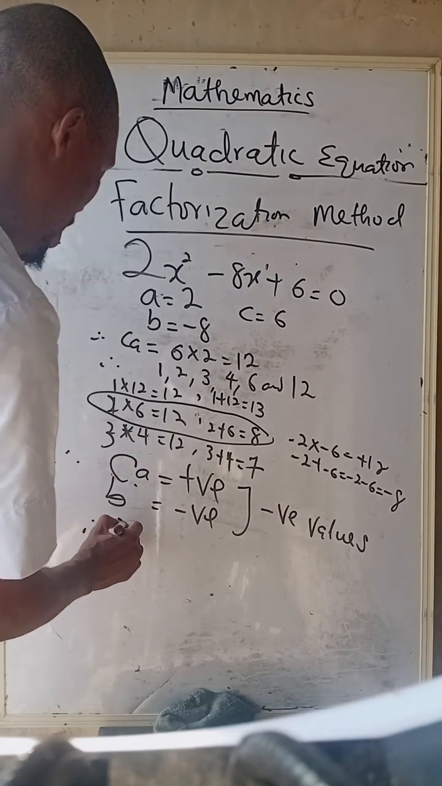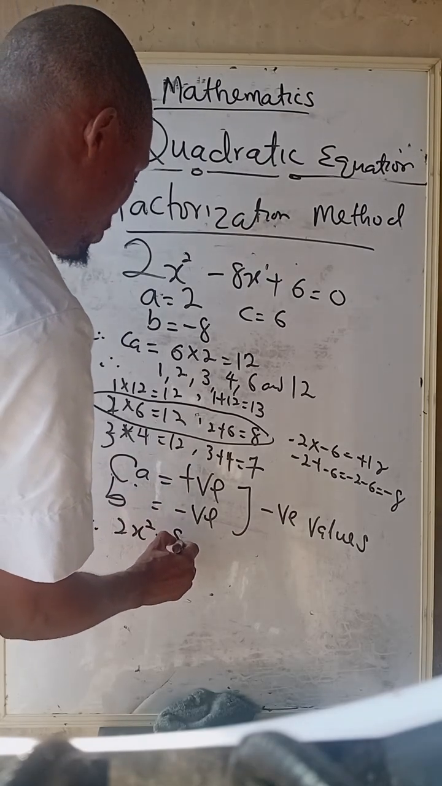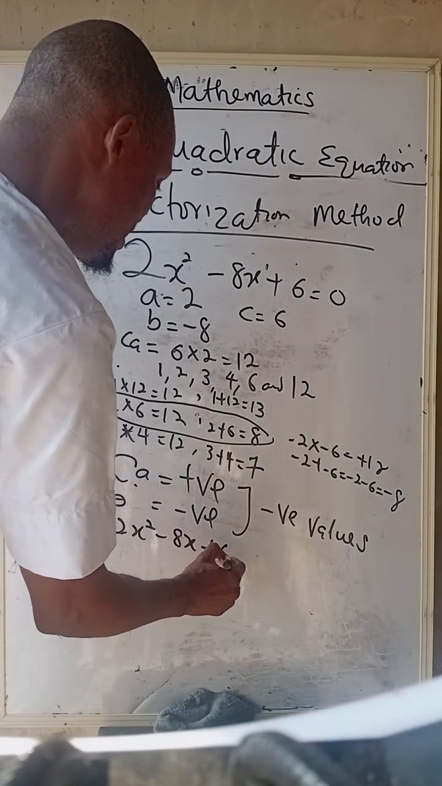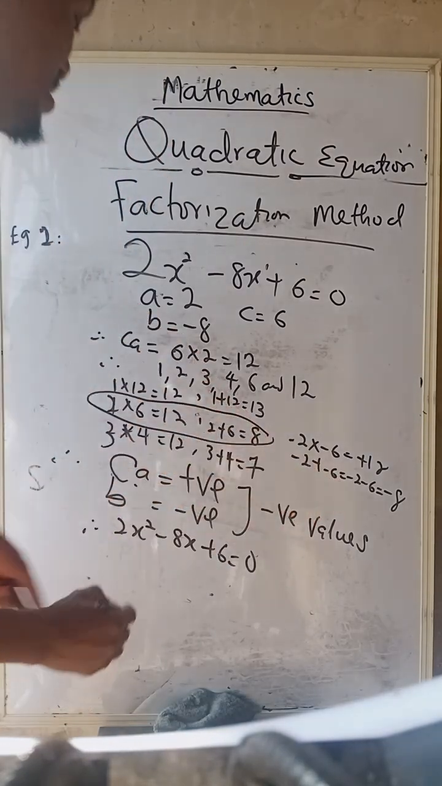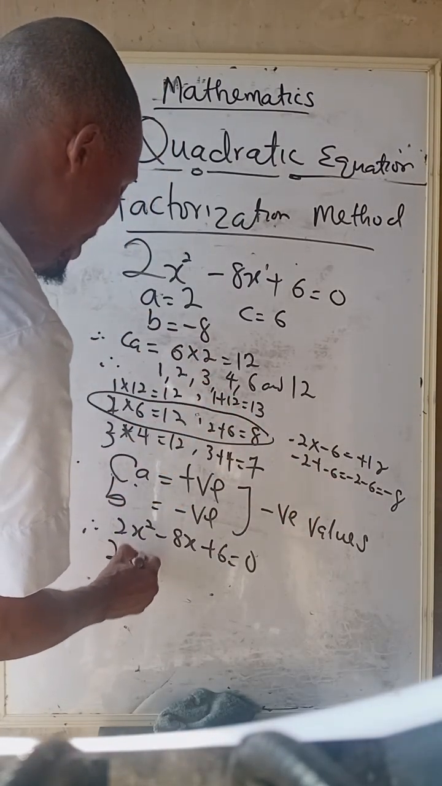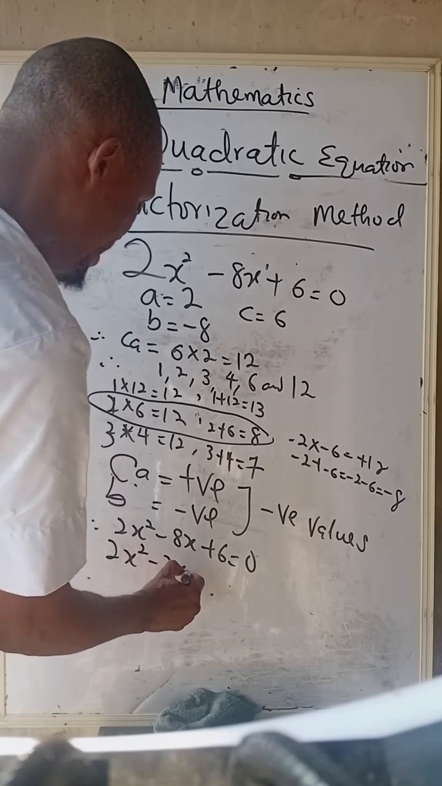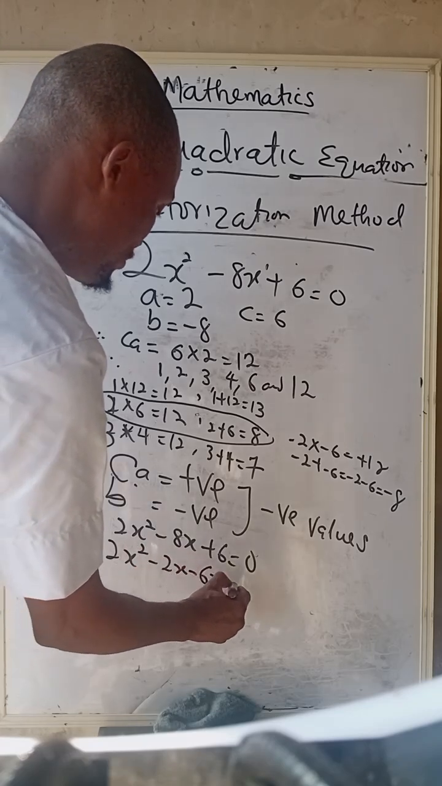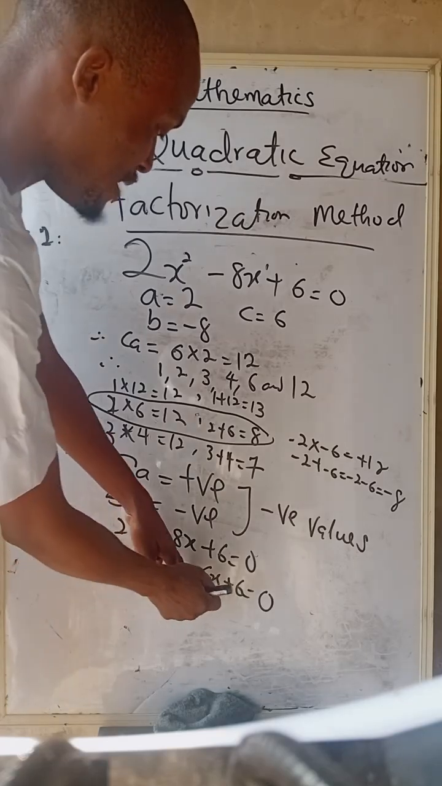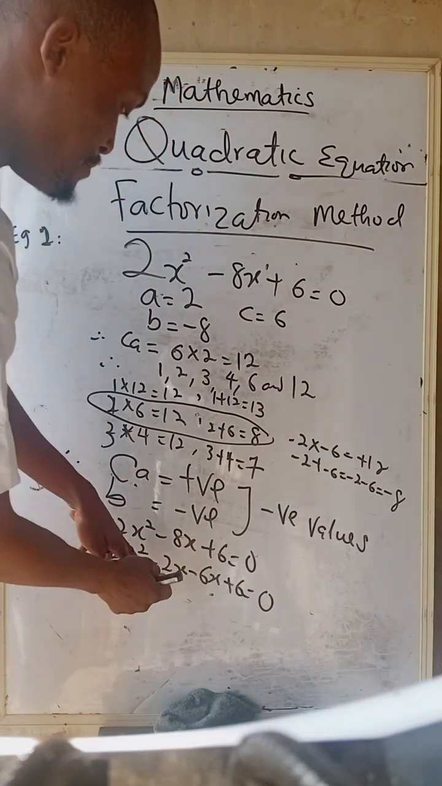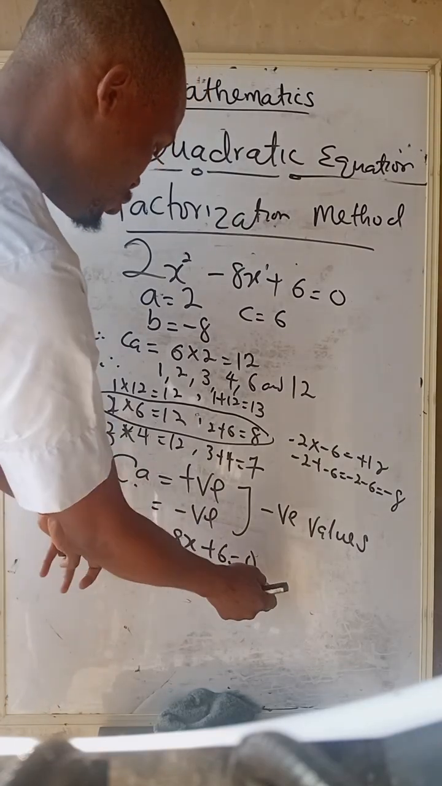So we record that we have 2x squared minus 8x plus 6 equals 0. Now we have chosen -2 and -6 as our factors, so we are going to have 2x squared minus 2x minus 6x plus 6 equals 0.